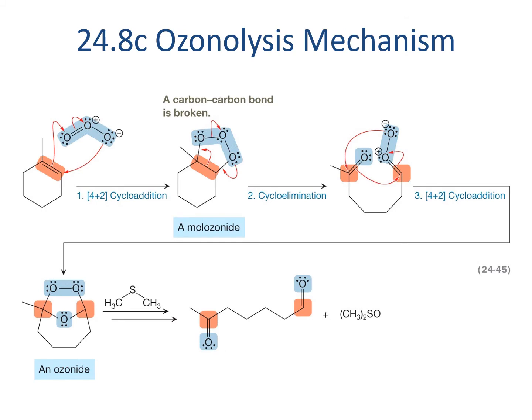The initial cycloaddition is a 4+2 cycloaddition again, with the molozonide product initially formed, quickly cycloeliminating to form a ketone and a reactive ketoperoxide derivative. This can proceed through another cycloaddition.